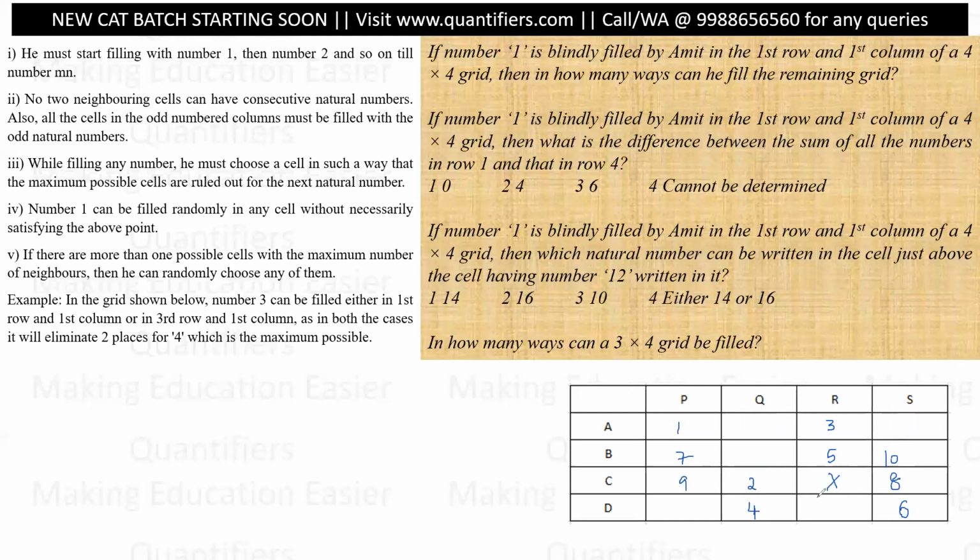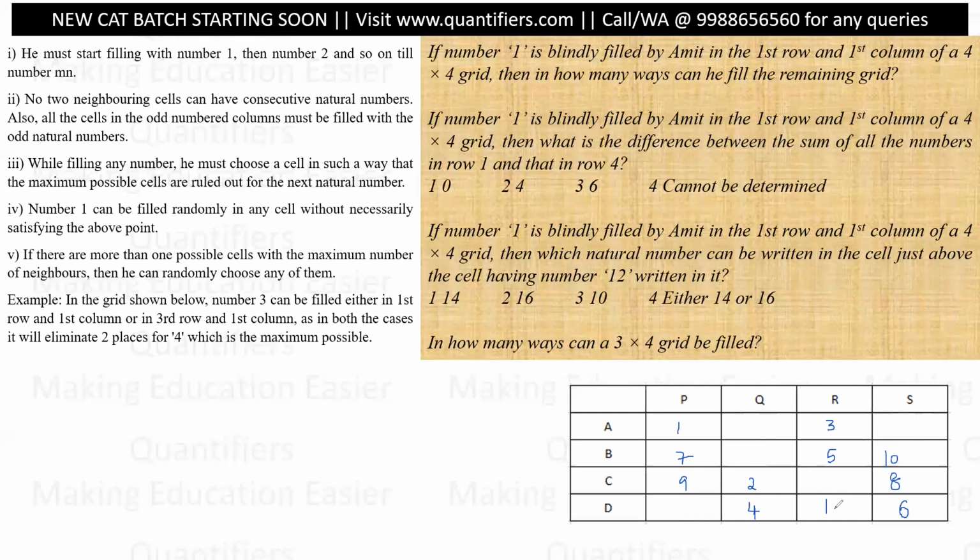Now 11 can be filled here or here. These are the 2 options for 11. This place and this place are the 2 options for 11. And both the places are offering no results for the next number. If I fill here, even in that case 12 will be filled anywhere here, somewhere here, and even in this case. So there are two cases for 11 number.